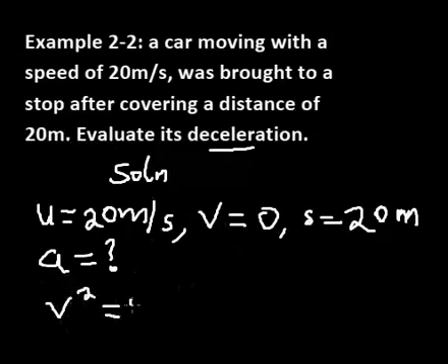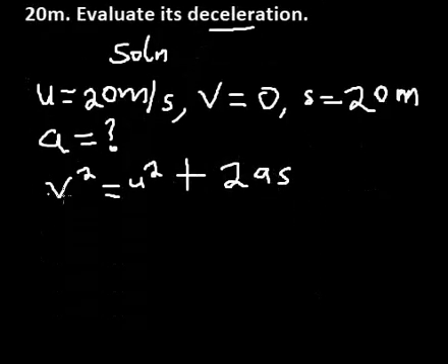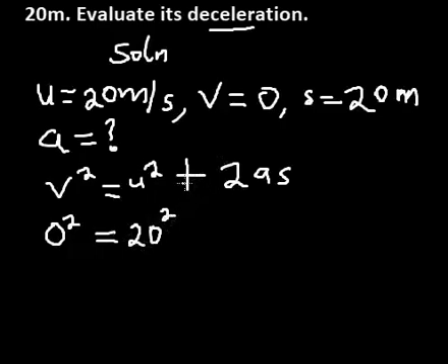Equal to u square plus 2ax. Okay, so you use the equation that best captures the 4 parameters. So putting the values of v there, I'm gonna have 0 square, right, equal to u, that's 20 square, right? Then because the object is coming to rest, the a I'm looking for is deceleration. So this plus will change to minus. Why? Because a is minus, and minus times plus will still give me minus. So this will change to minus.